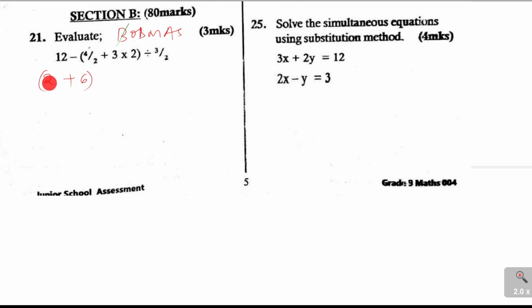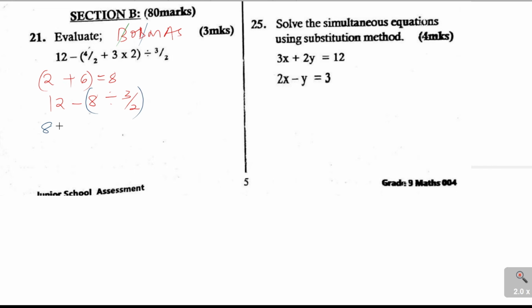4 divided by 2 is 2. Then 3 times 2 is 6. So this will give 8. Then from there, you have 12 subtract, the brackets are gone. So everything inside the bracket was solved to get 8. Then divided by 3 over 2. After brackets, the next operation to follow will be division. So division is next. So we solve that.